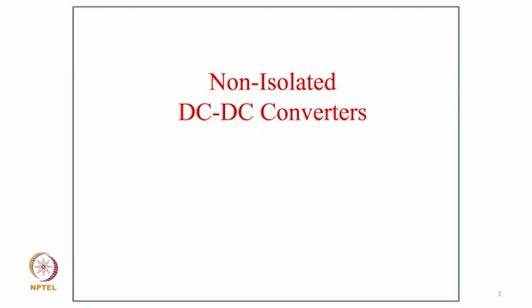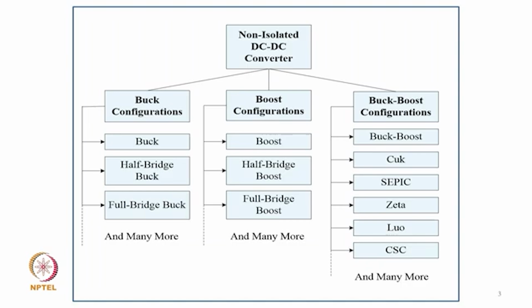These non-isolated DC-DC converters are classified into three major categories, starting with the buck converter configuration. Starting with the simple buck, then we have a half bridge buck and full bridge buck, and many more configurations are reported in the literature. Similarly, the boost configuration also has a basic boost, then a half bridge boost and full bridge boost, and many more.